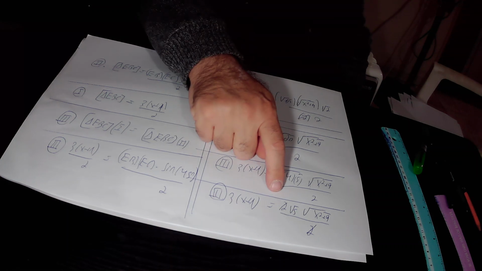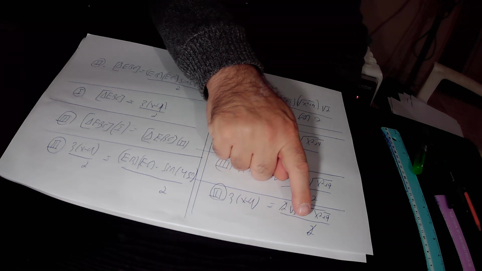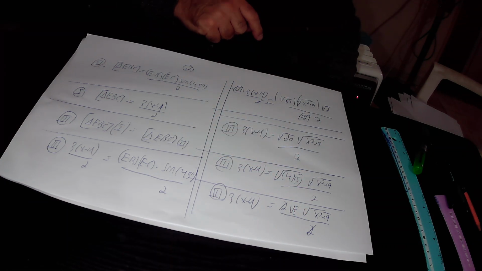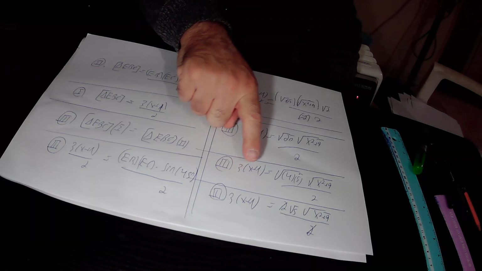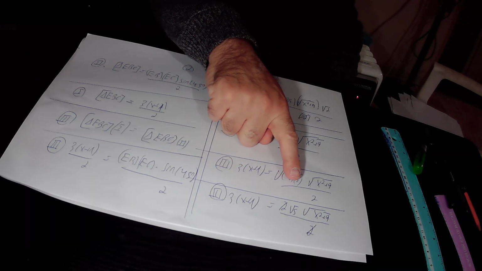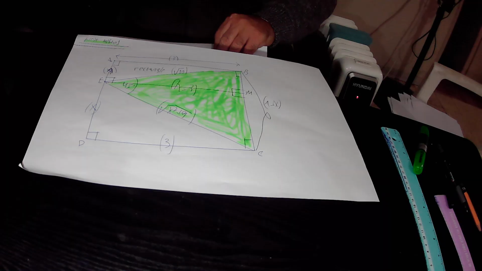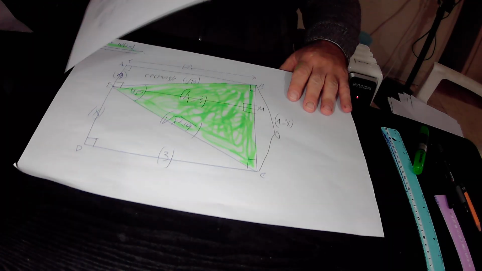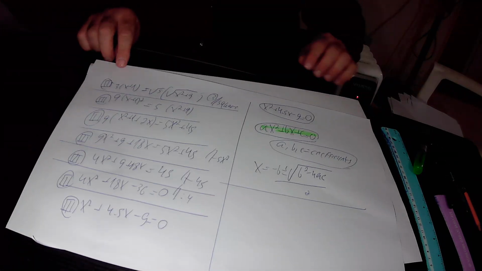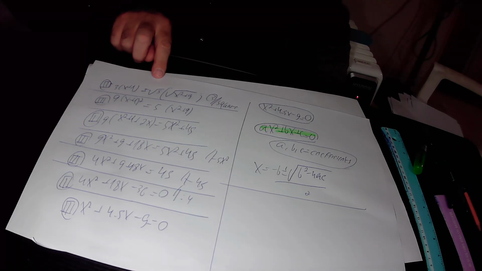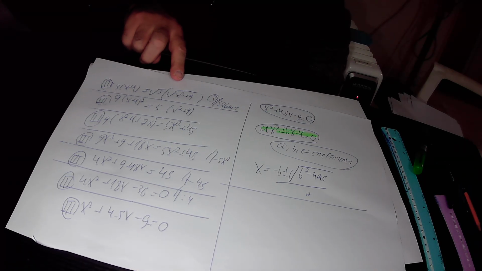We have 2 in the numerator, 2 in the denominator, so 2 will get cancelled. After we cancel 2, we should find out that 3 times x plus 1 equals the square root of 5 times the square root of x squared plus 9. Okay, again, after we cancel 2, we found out actually that 3 times x plus 1 equals the square root of 5 times the square root of x squared plus 9.